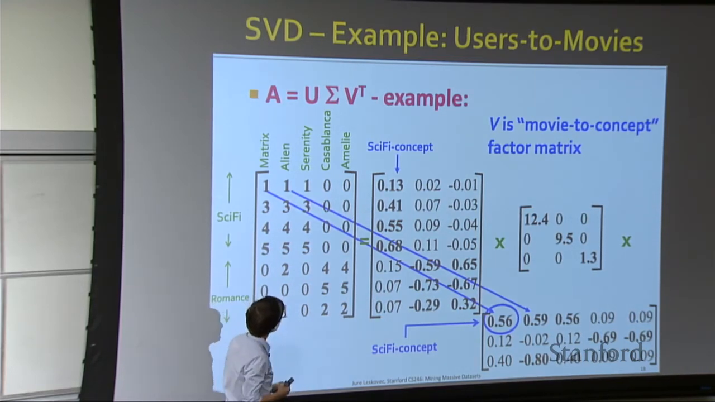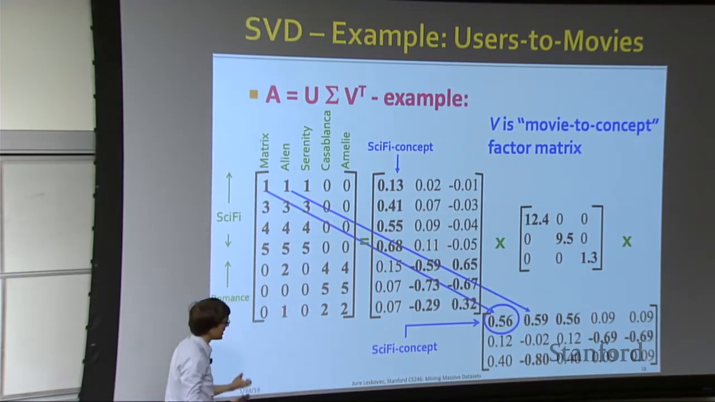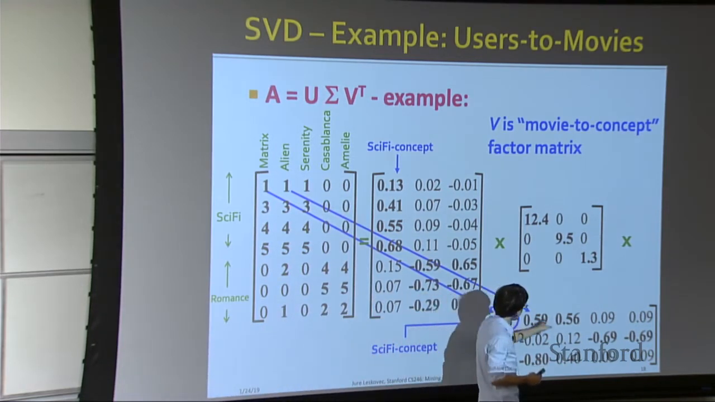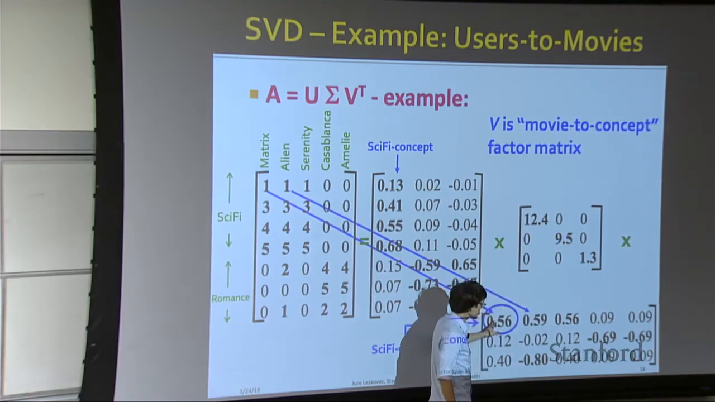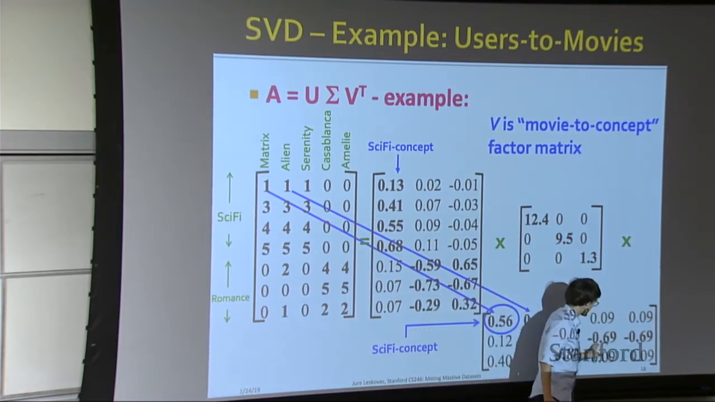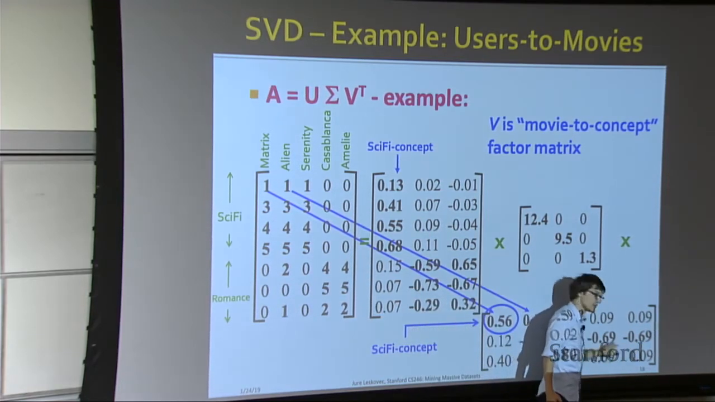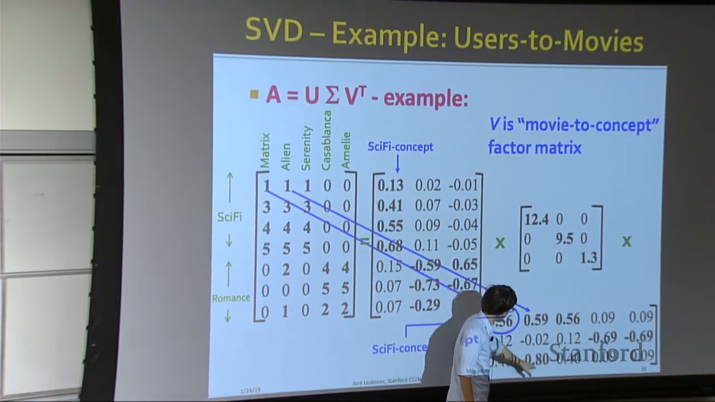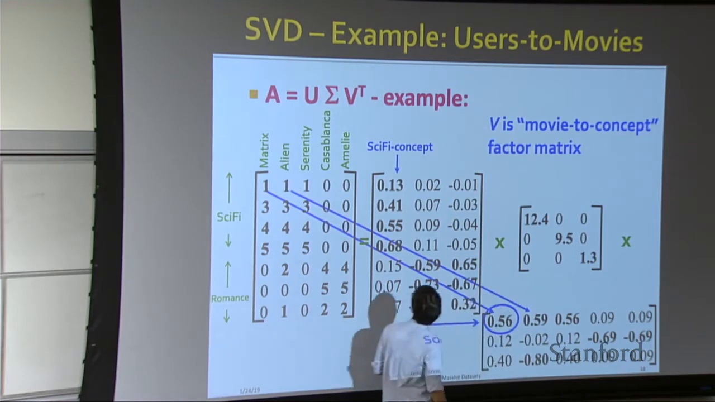If I have these movies, then V tells me how much each movie belongs to each concept, right? And it tells me that the first three movies really belong to the first concept. The second two movies, movies 4 and 5, belong to the second concept. And then this last one tells me that movie number 2 belongs a lot to it, right?